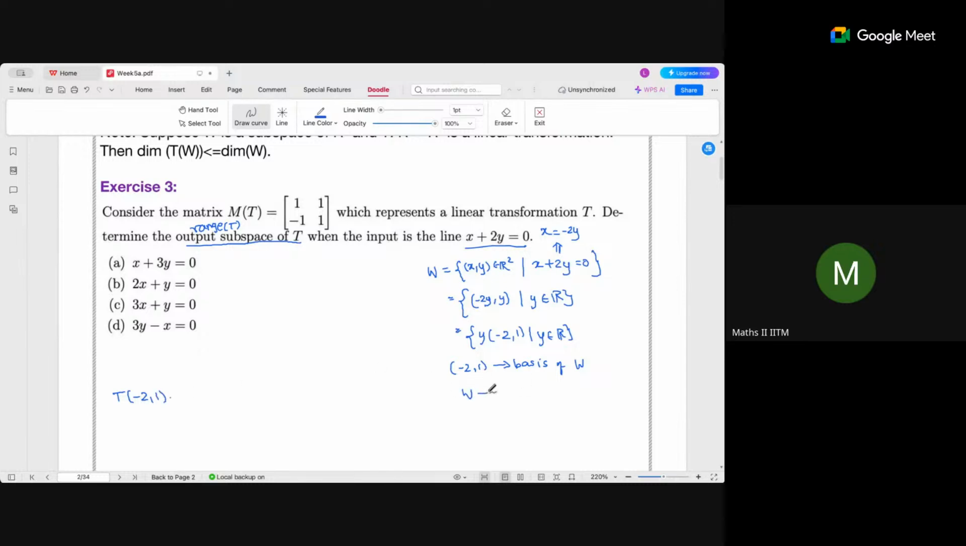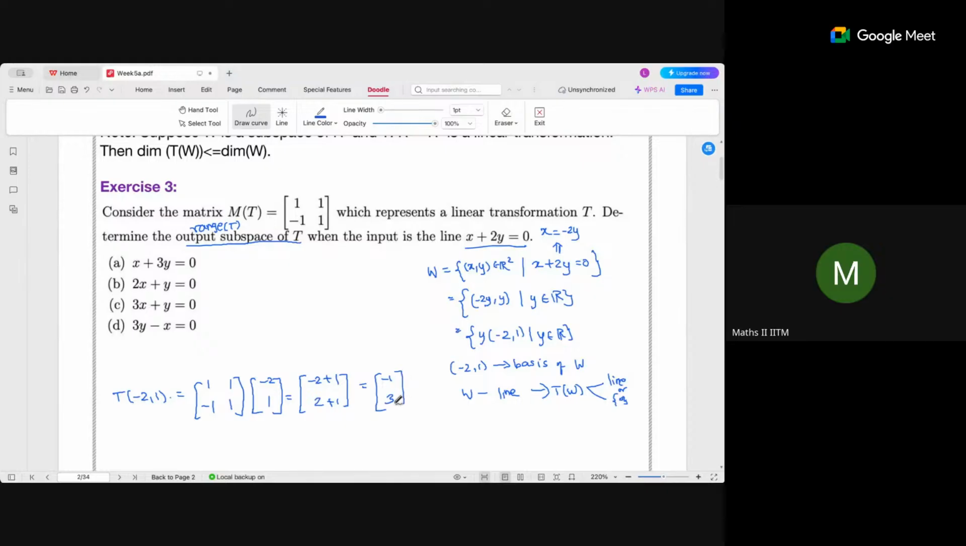Now what is T of (minus 2, 1)? Remember, W is a line, so what are the possibilities for T of W? T of W can be a line or the origin. Now T of (minus 2, 1), what is that from the given matrix? The matrix is (1, minus 1; 1, 1) times (minus 2, 1). First would be minus 2 minus 1, and then minus 2 plus 1. So it is (minus 1, 3).